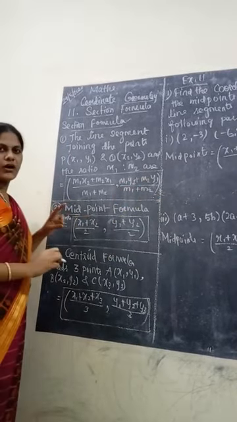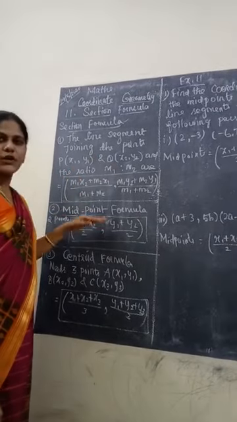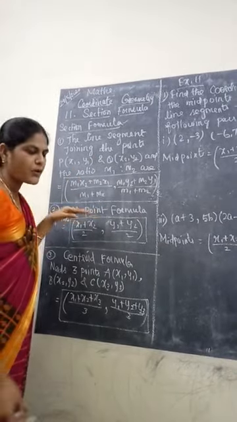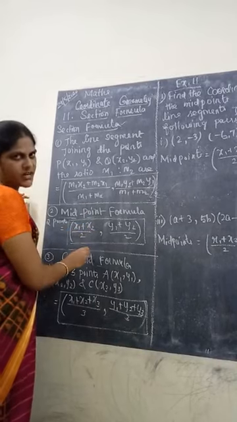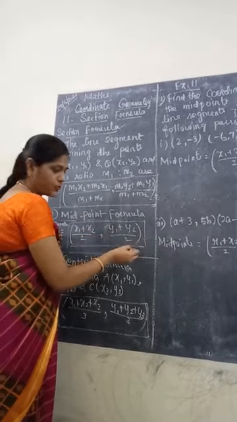Next, midpoint formula. Simple. Here we need only 2 points. If we have 2 points, we need to add the 2 points and divide by 2. So (x1 plus x2) by 2, comma (y1 plus y2) by 2.